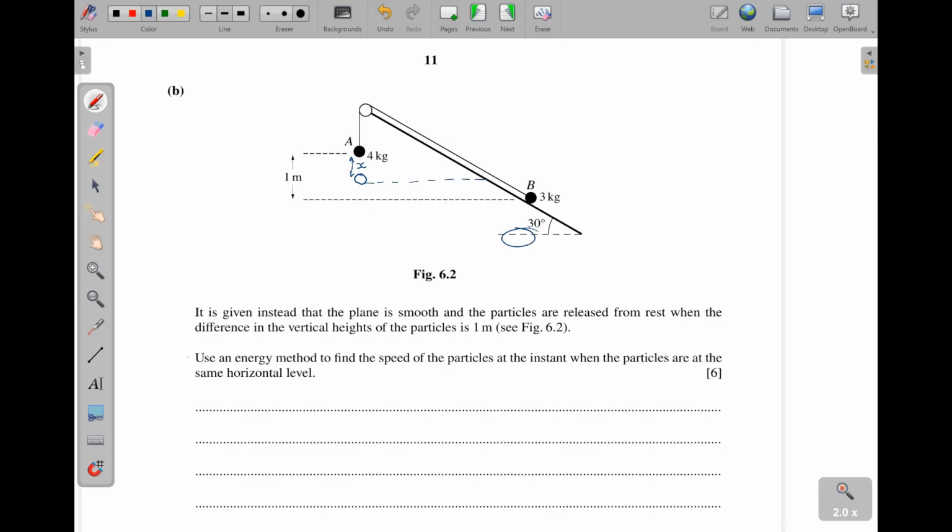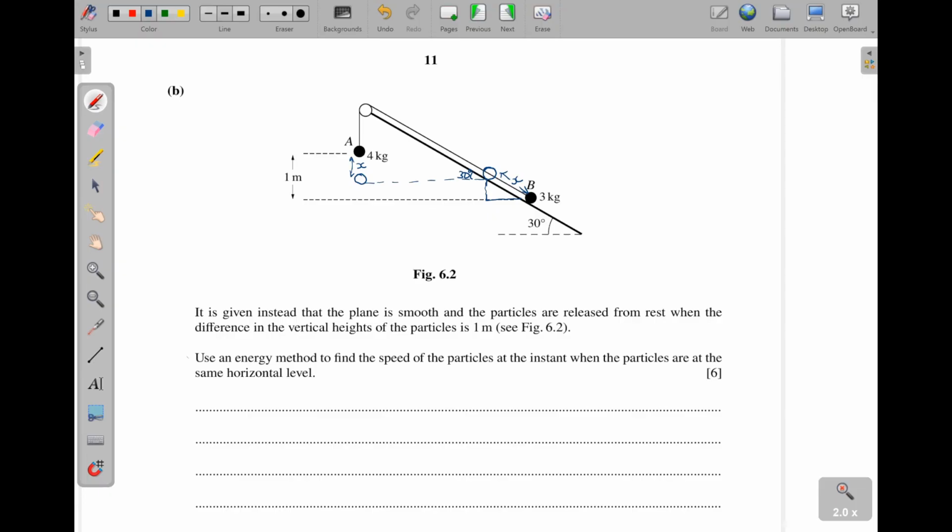Remember, it is parallel to this one, so using the principle of parallel lines, this one will also be 30 degrees. Now that means B has come up to here. It has risen up X meters. So it goes up X, then A goes down X. Now we have a right angled triangle here.